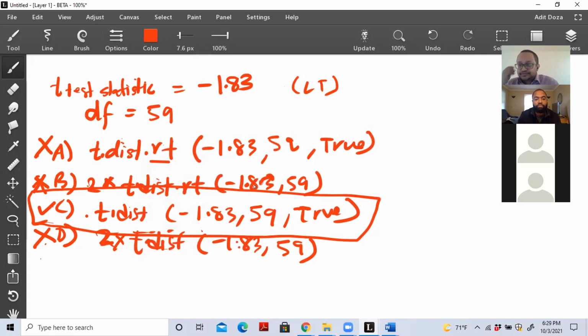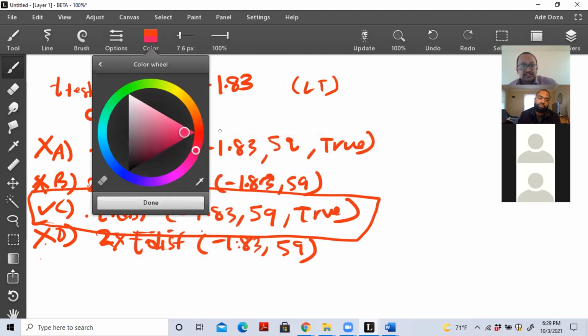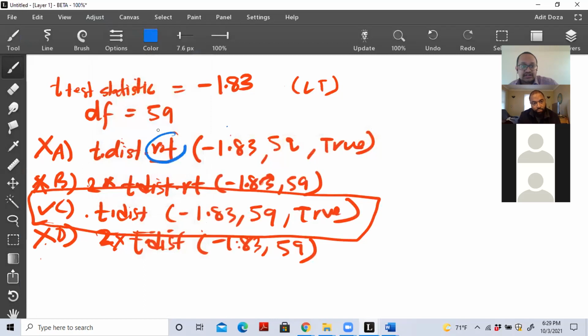I have one question. Why wouldn't it be A again? Because it's a right tail, right? Yeah, RT. So if you're calculating lower tail, the formula cannot have RT. That's why it's not A.